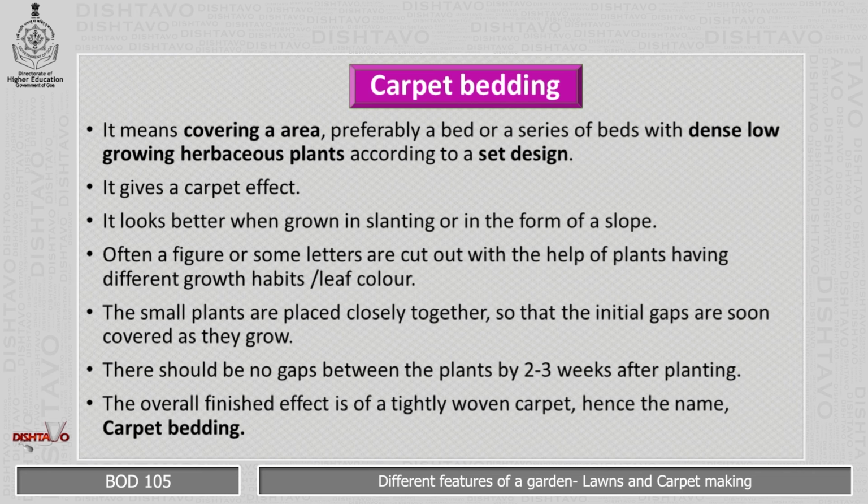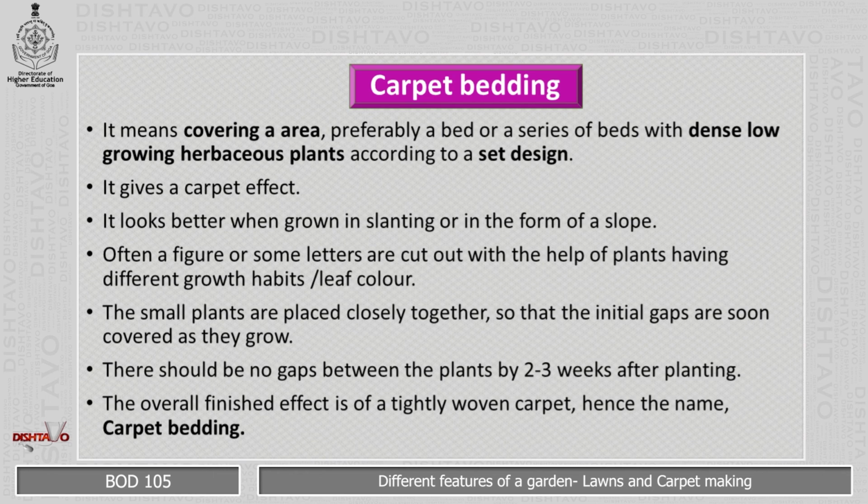Carpet bedding. It includes covering an area, preferably a bed or a series of beds, with dense, low-growing herbaceous plants according to a set design. It gives a carpet effect. It looks better when grown in slanting form or in the form of a slope. Often a figure or some letters are cut out with the help of plants having different growth habits or leaf color.